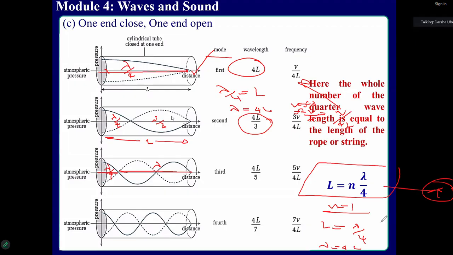So you can note down the third case, one end closed and one end open. Draw all the modes, first, second, third, and fourth, and the wavelengths and relevant frequency values. Finally, the common equation.